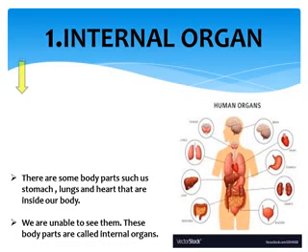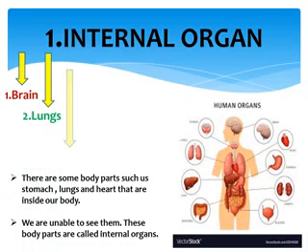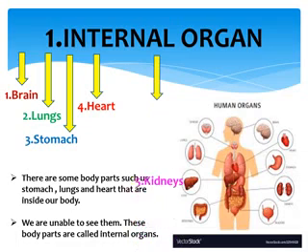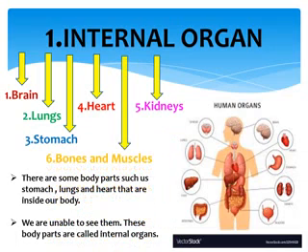Some of the internal organs are brain, lungs, stomach, heart, kidneys and bones and muscles. Even your bones and muscles are internal organs. You can't see your bones and muscles. So here we are going to learn about brain, lungs, stomach, heart, kidneys and bones and muscles.